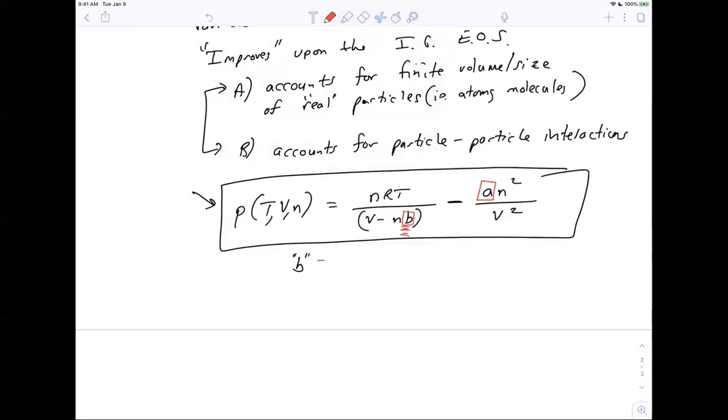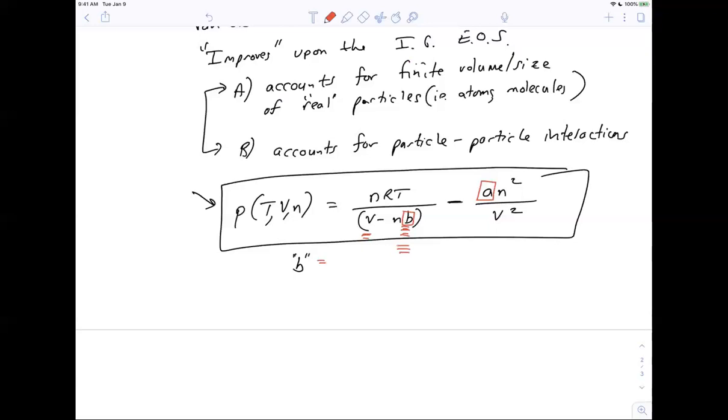So B accounts for the size or the finite volume of a particle. And you can see that because this term where you initially had just the V, remember in the ideal gas equation of state, if you disregard the An squared over V squared term for the moment, and if you disregard the nB term, you recover the ideal gas equation of state. But here, what we're doing to the volume is we're effectively reducing the volume that's available to a particle by this amount that is taken up by other particles.